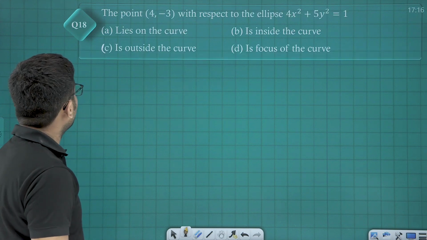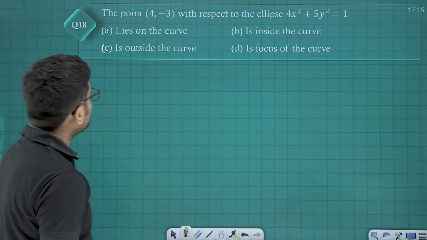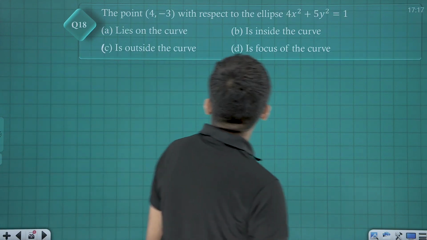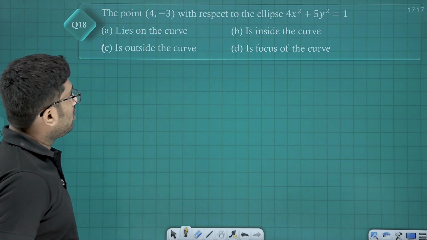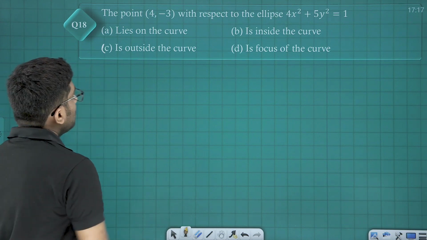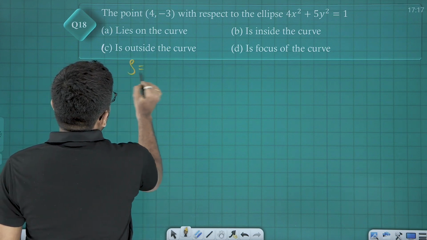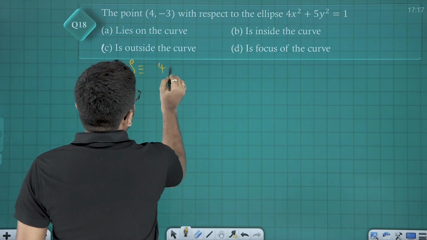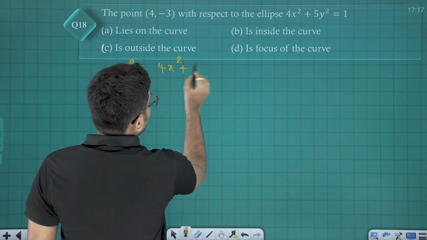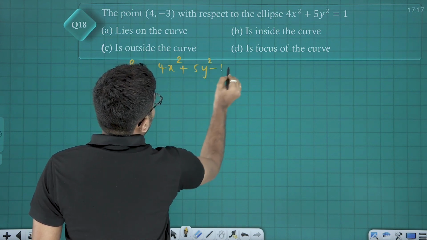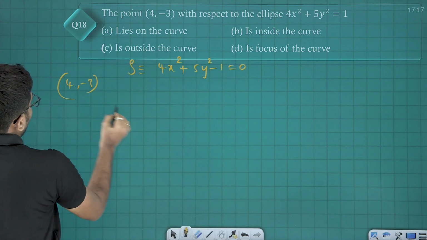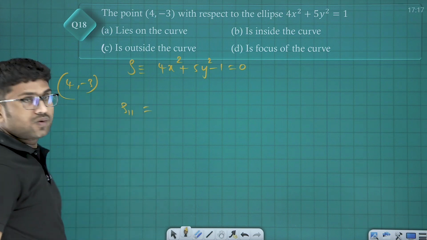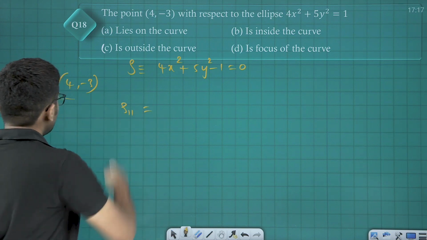Next question. The point 4 comma minus 3 with respect to the ellipse lies on the curve or inside or outside or focus. Let's see. We know, first represent it as S. So let S equals 0 represent the curve 4x square plus 5y square minus 1 is equal to 0. Now we have a point 4 comma minus 3. Find S11, friends.